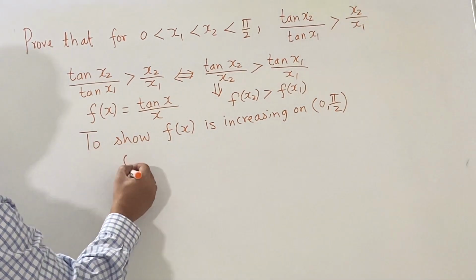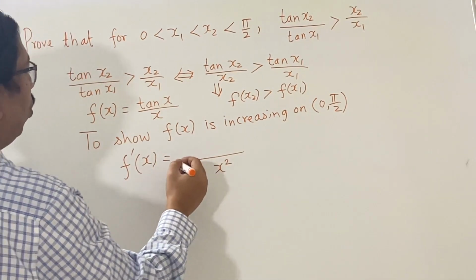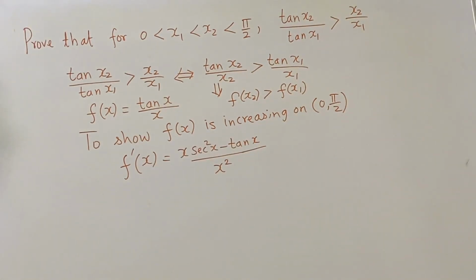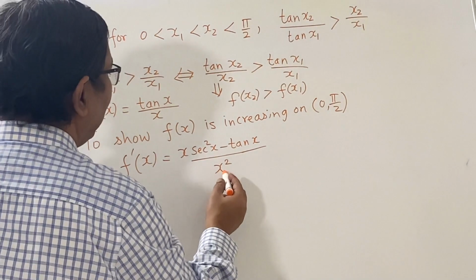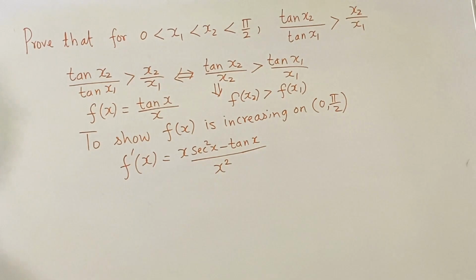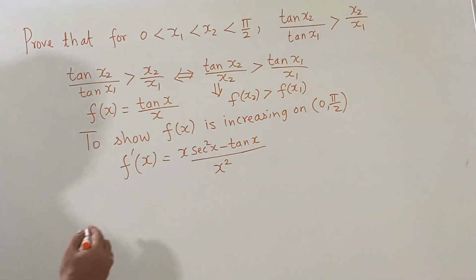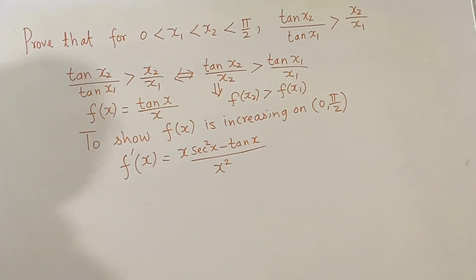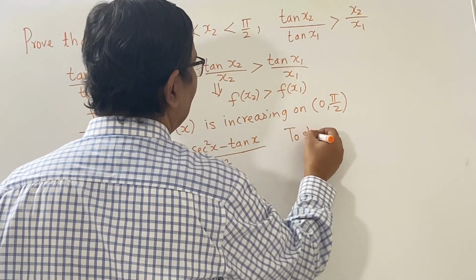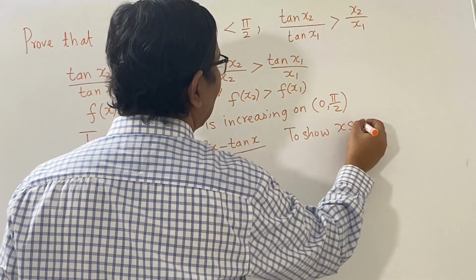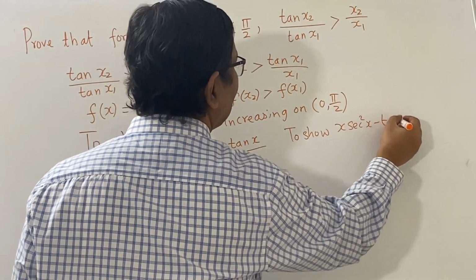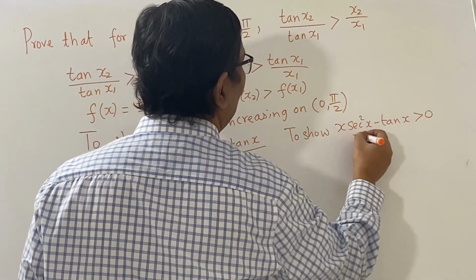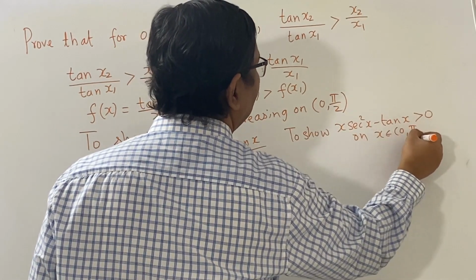So we compute the derivative applying the quotient rule. Now f prime x is (x sec square x minus tan x) divided by x square. x square is always greater than 0 in this interval 0 to pi by 2. So whether f prime x is greater than 0 or not would depend on the numerator. So we will try to show that the numerator x sec square x minus tan x is greater than 0 on this interval 0 to pi by 2.